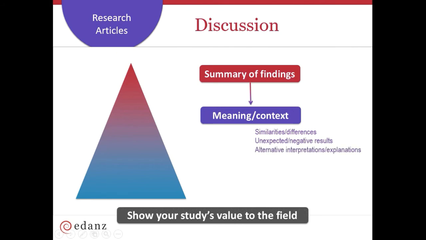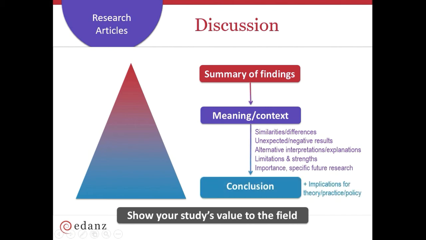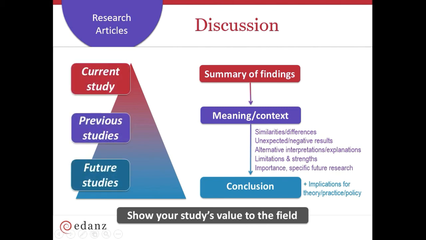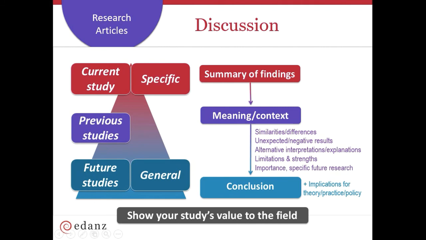Discuss any unexpected or negative results and which of the alternative explanations is supported. Mention any limitations and if they affect the interpretations or were minimized, and give suggestions for future research. End with a conclusion with applications, benefits, and new insights that your study provides. The discussion goes from your current study to past studies and then future studies, and from specific to general as you present the wider meaning and implications of your work.